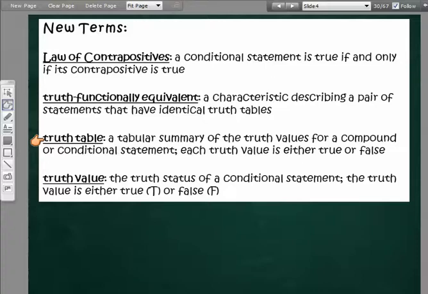A truth table is a tabular summary of the truth values for a compound or conditional statement. Each truth value is either true or false. And a truth value is the truth status of a conditional statement. The truth value is either true or false.